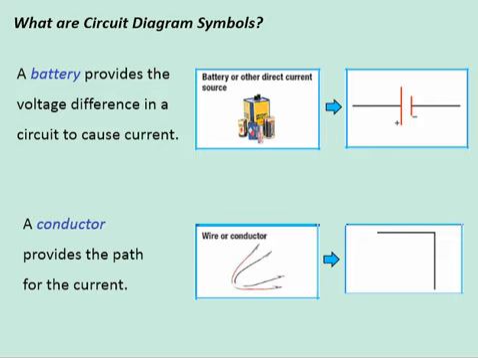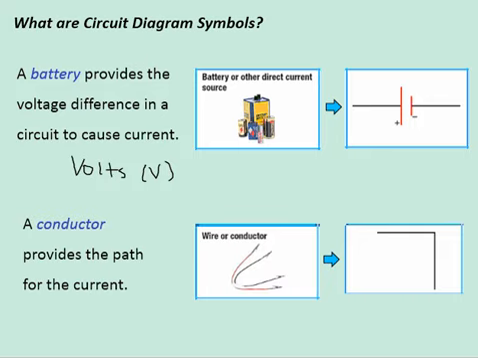Remember, a battery provides that voltage difference in the circuit to cause the current to flow. We represent a battery with the symbols shown here. Two lines, one longer represents the positive terminal, one shorter represents the negative terminal. Our battery provides the voltage, and it, remember, is measured in units of volts, V. Right. A conductor. A conductor is a wire that allows those electrons to move freely.